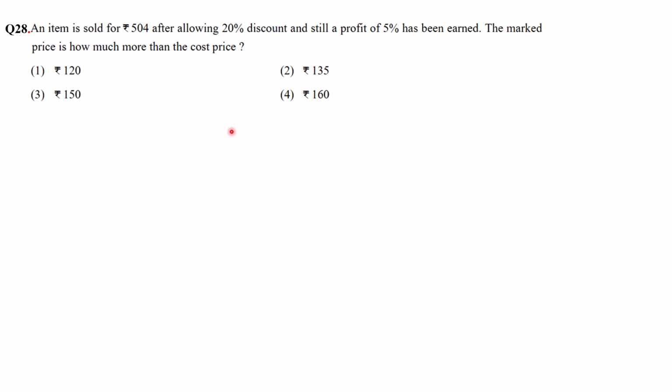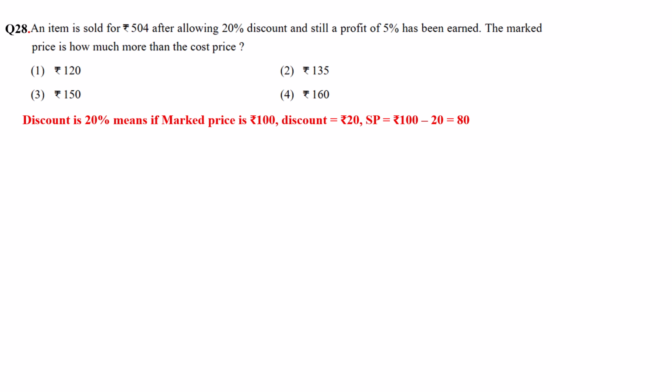So I will solve this question using unitary method because that is very easy to solve. So first of all, let's understand what is the meaning of 20% discount. So 20% discount means if marked price is 100 rupees, see, percent means out of 100. So if marked price is 100 rupees, discount will be of 20 rupees. So marked price is 100, you are getting a discount of 20 rupees, means selling price is 80 rupees, isn't it? So let's solve using unitary method.